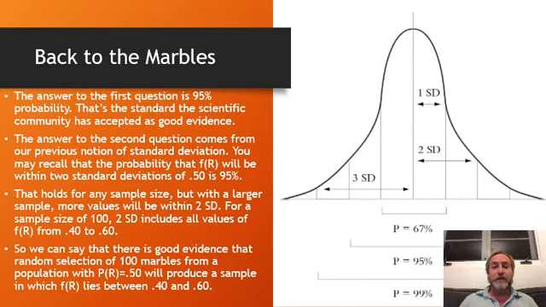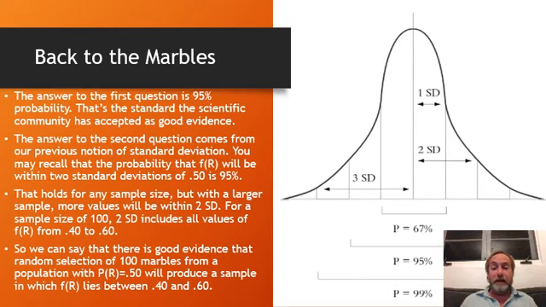The answer to the first question is 95% probability. This is just the standard that's been accepted by the scientific community. We want a 95% probability that the probability in the actual population matches our relative frequency. Now, the answer to the second question: what sort of claim could we make about the relative frequency that would give us that level of confidence?